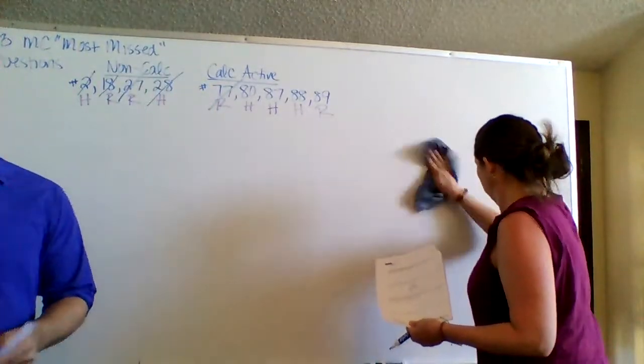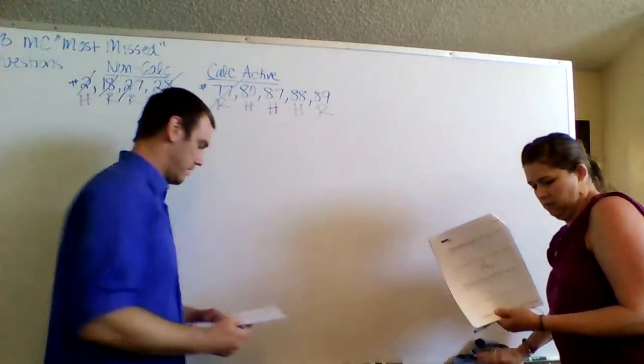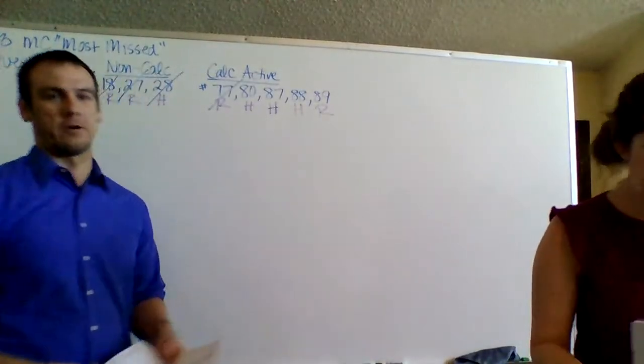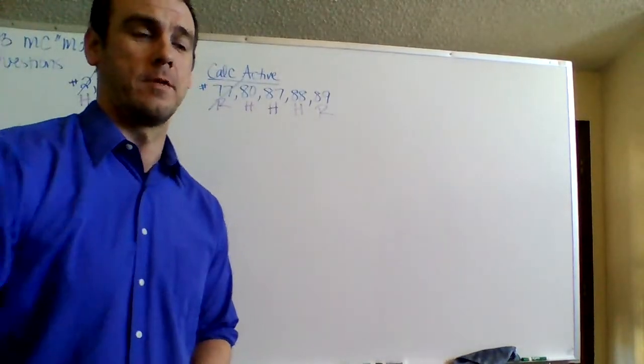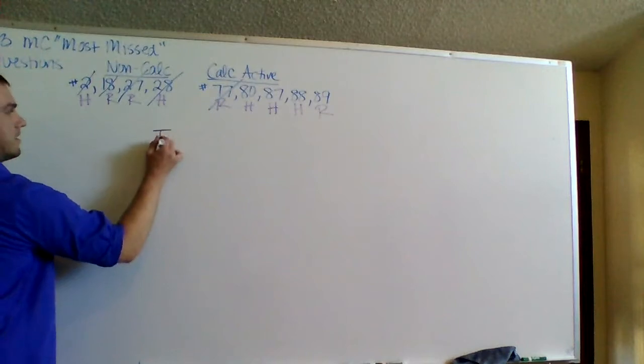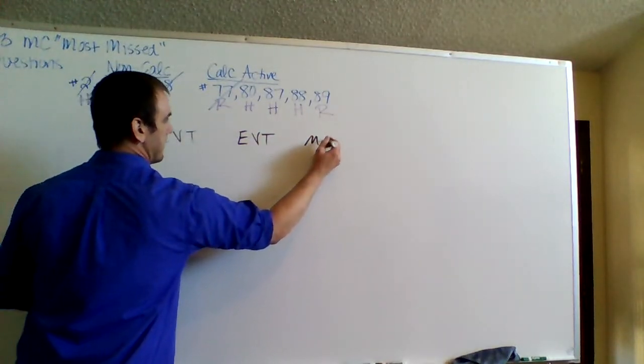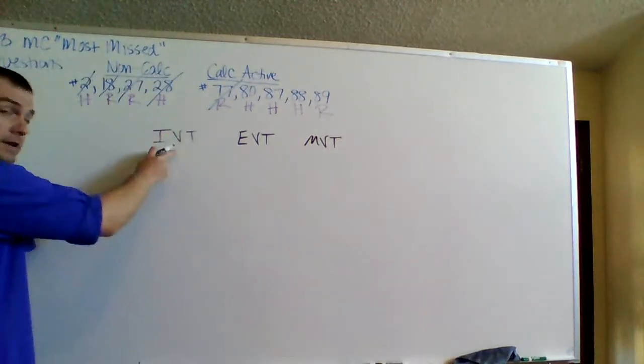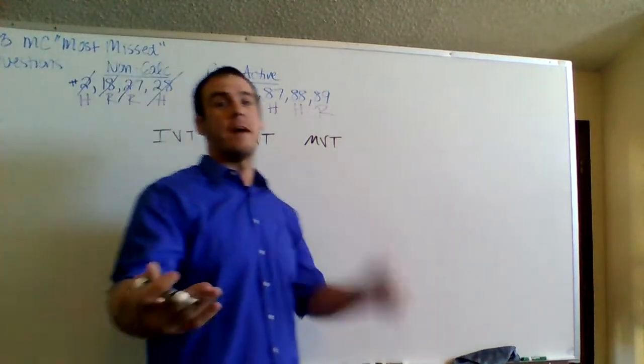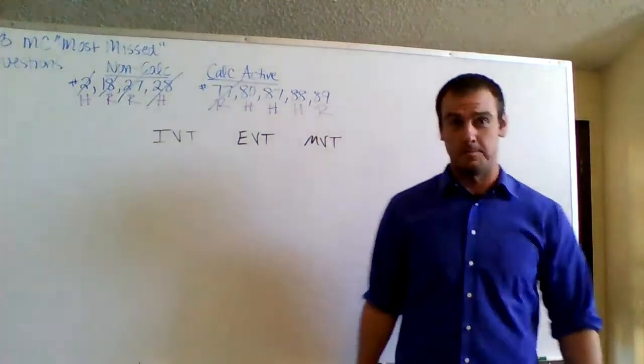Alright, so number 80 is going to get into our theorems here. So let's just first talk about our theorems before we talk about this problem. We really have IVT, EVT, and MVT. Okay, so intermediate value theorem, extreme value theorem, and then the mean value theorem.